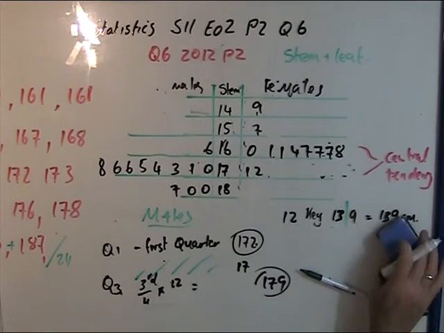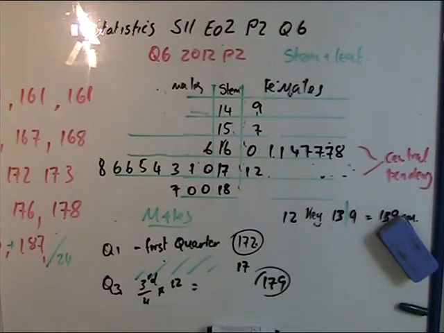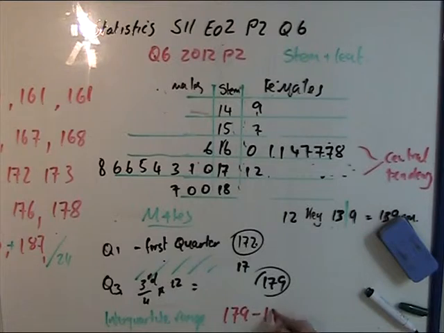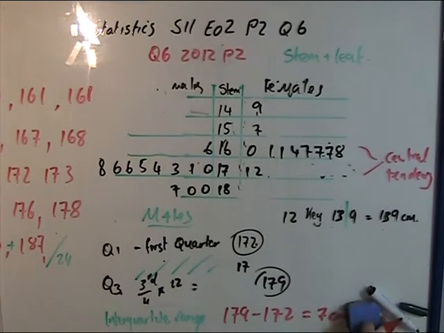Now, if I want to find the interquartile range, I hope you can see that this screen isn't the best. The interquartile range is 179 minus 172. So that's the range, and the answer is 7 centimeters. The interquartile range is the difference, so that's the range of values. 7 centimeters. Very good.